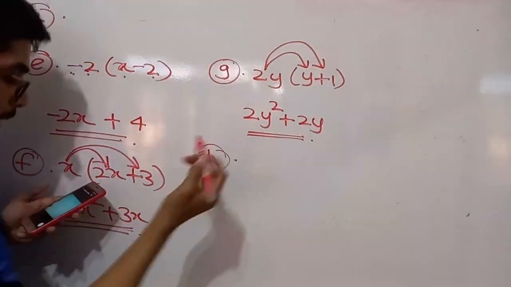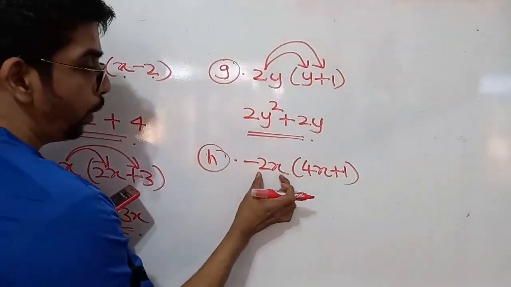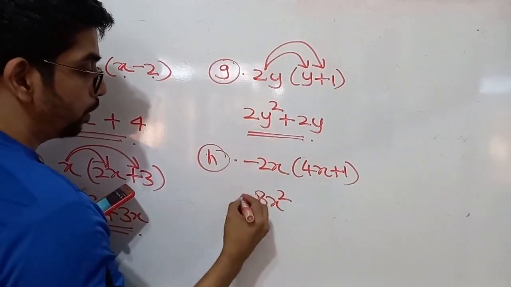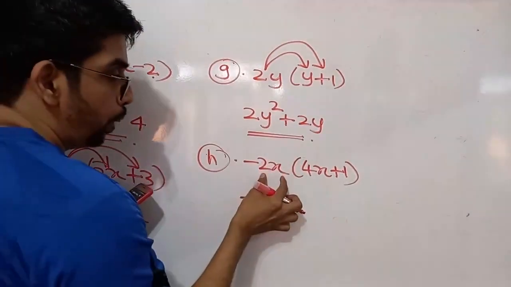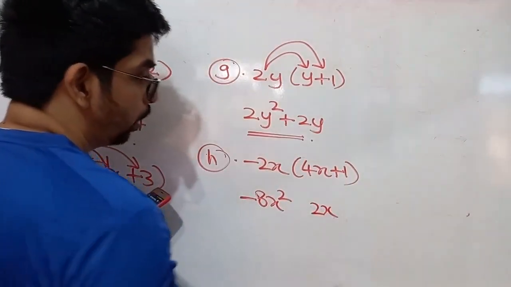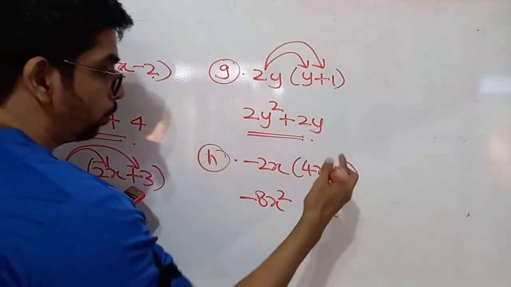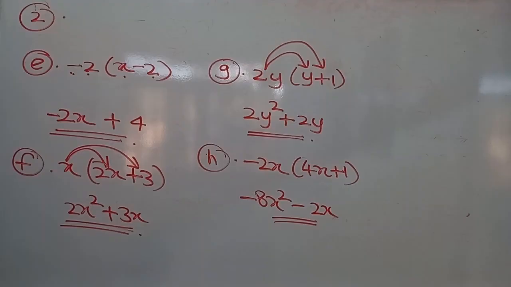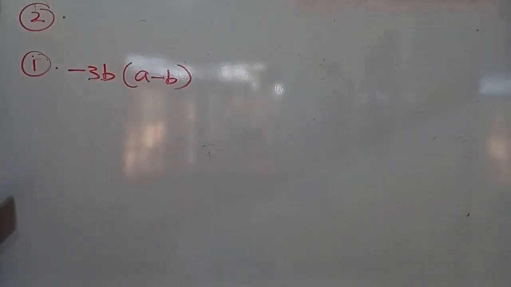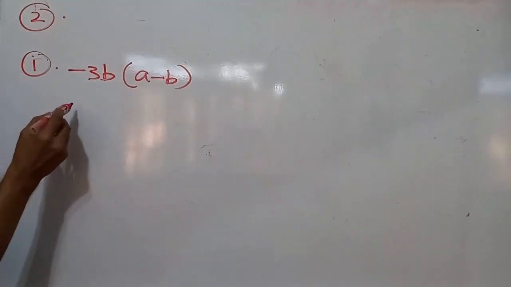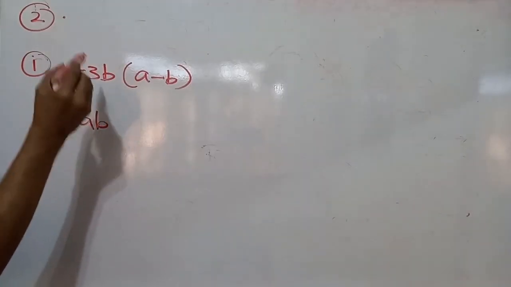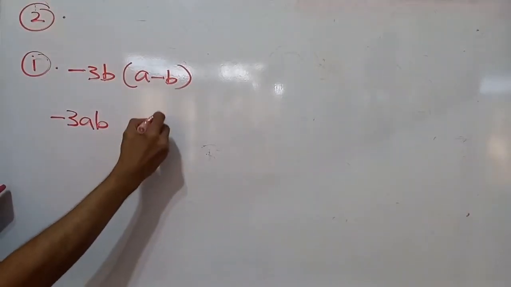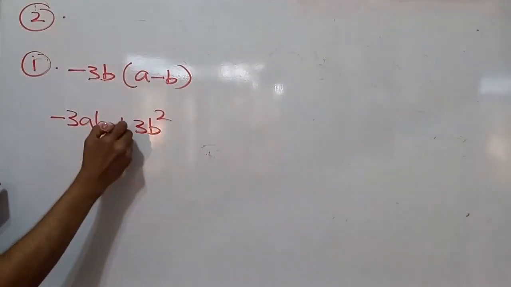Right, so here we have h, right? So 2x times 4x, that's what? 8x squared, negative into positive, that is negative. 2x times x, that is what? 2x squared, negative into positive, that is negative. So we have what? Negative 8x squared, negative 2x squared. Okay? 3b times a, that is what? 3ab, negative into positive, that is negative. 3b times b, that is what? 3b squared, negative into negative, that is positive.